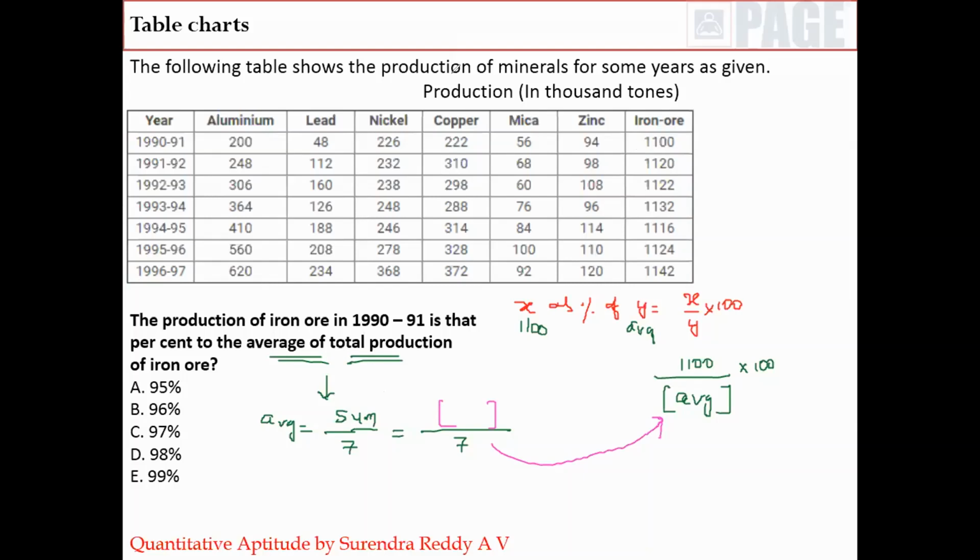Sir, yes, guys. So is it 98%? Yes, 98% is correct now.